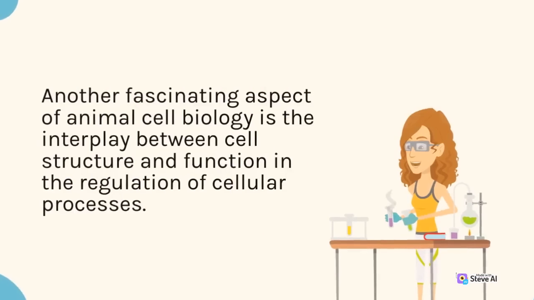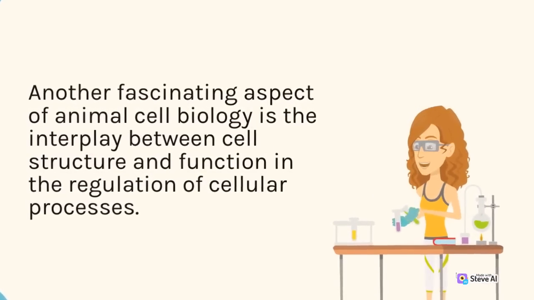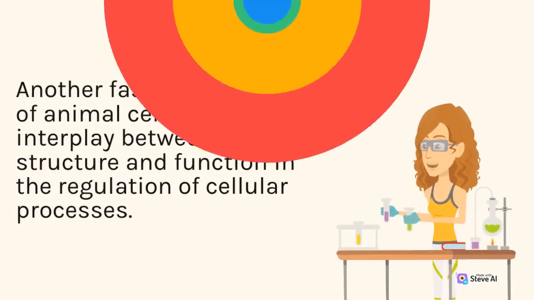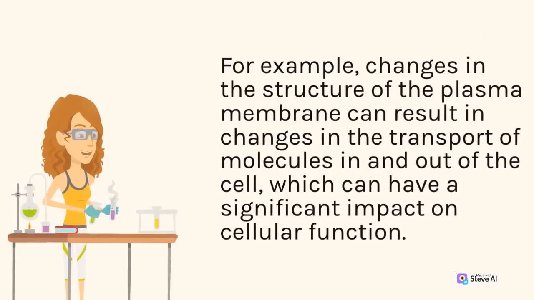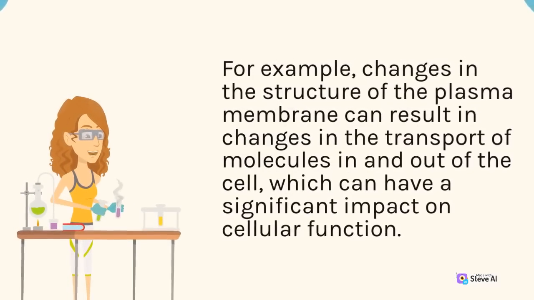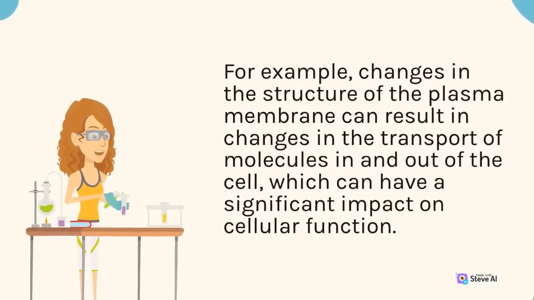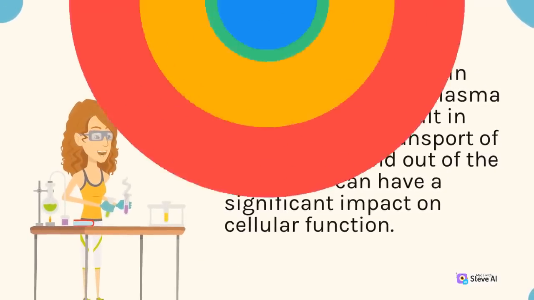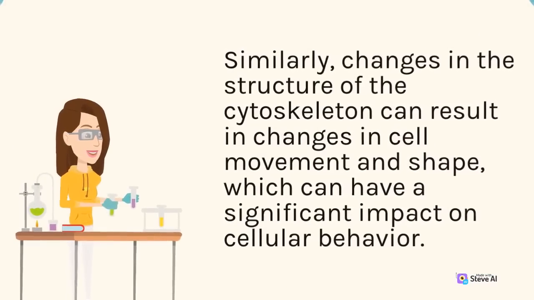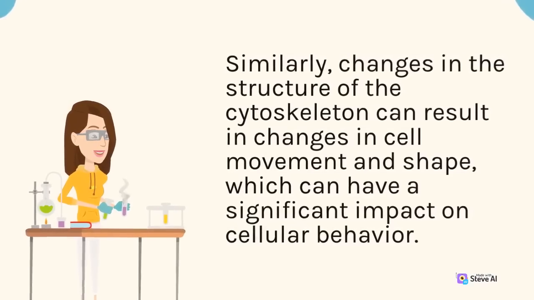Another fascinating aspect of animal cell biology is the interplay between cell structure and function in the regulation of cellular processes. For example, changes in the structure of the plasma membrane can result in changes in the transport of molecules in and out of the cell, which can have a significant impact on cellular function. Similarly, changes in the structure of the cytoskeleton can result in changes in cell movement and shape, which can have a significant impact on cellular behavior.